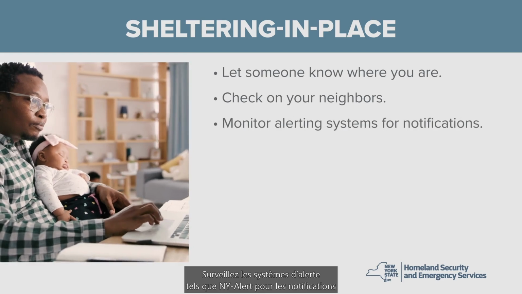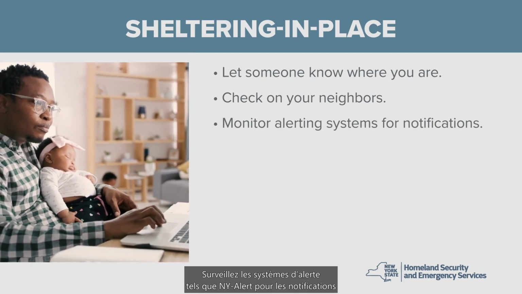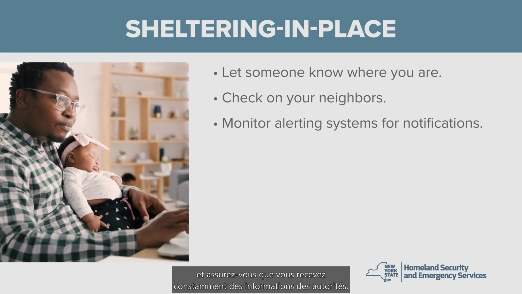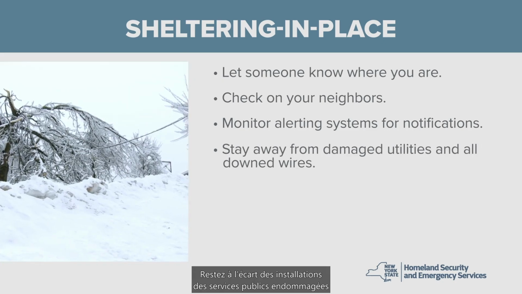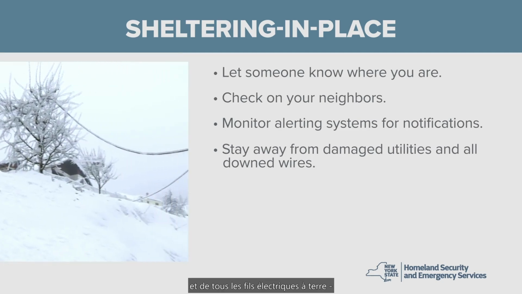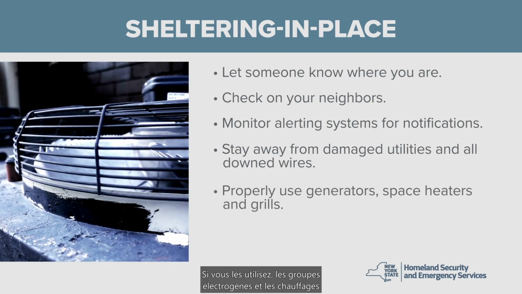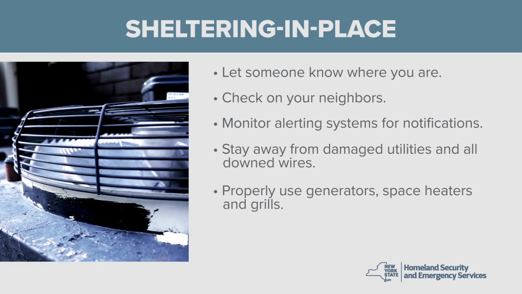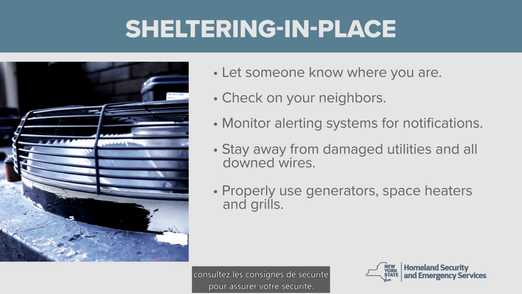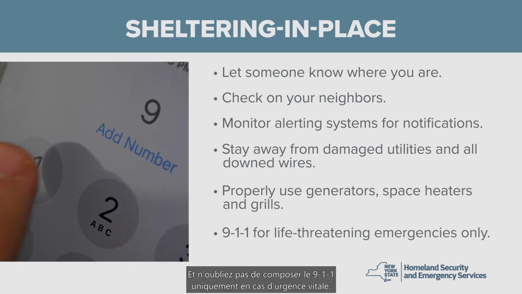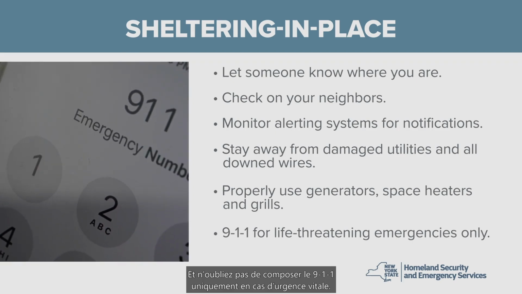Monitor alerting systems such as NY Alert for notifications and ensure that you are receiving constant information from authorities. Stay away from damaged utilities and all downed wires. Treat any downed wire as if it were live. If you are using them, generators and space heaters must be properly ventilated. Review safety recommendations to ensure your safety. And remember to use 911 for life-threatening emergencies only.